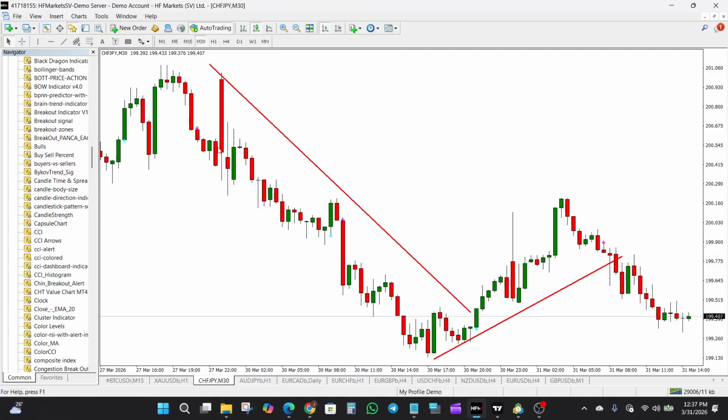Now, no indicator is foolproof, right? So there is still the possibility of the indicator generating false signals. So that is why you also have to pay attention to your risk management and also use good risk to reward ratios. Okay, I will recommend that you always look out for confirmation patterns before you enter the trade.